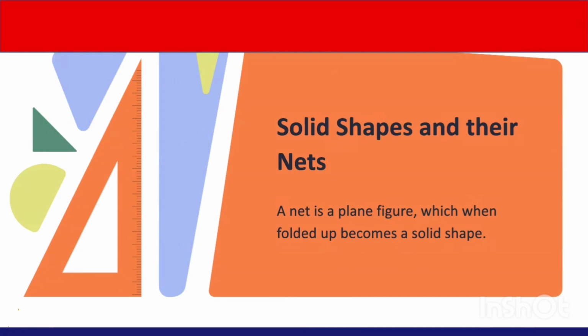Now, what are the solid shapes and their nets? A net can be defined as a flat pattern that can be folded to make a solid 3D shape. It's a plane figure, like cutting open a box and laying it flat. Let's see one example.